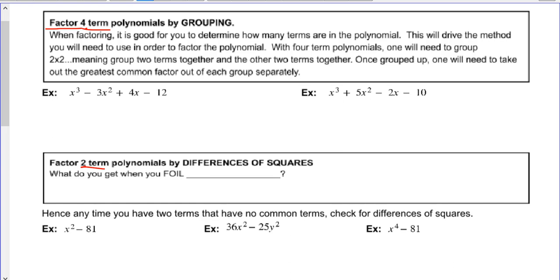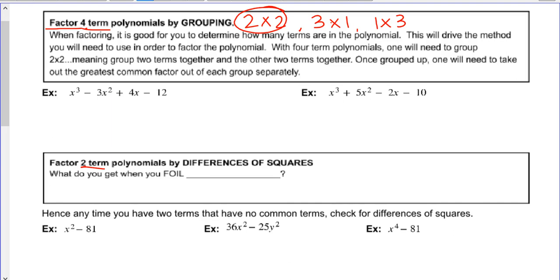Okay, so let's look at 4 terms. We're going to do this by what we call grouping. Now there's multiple groupings, a couple of groupings. Normally we will do a 2 by 2, but I will tell you there are some 3 by 1s and 1 by 3s that you can do, but mostly we're going to do 2 by 2s. So when factoring, it's good for you to determine how many terms are in the polynomial. This will drive the method you will need to use in order to factor the polynomial.